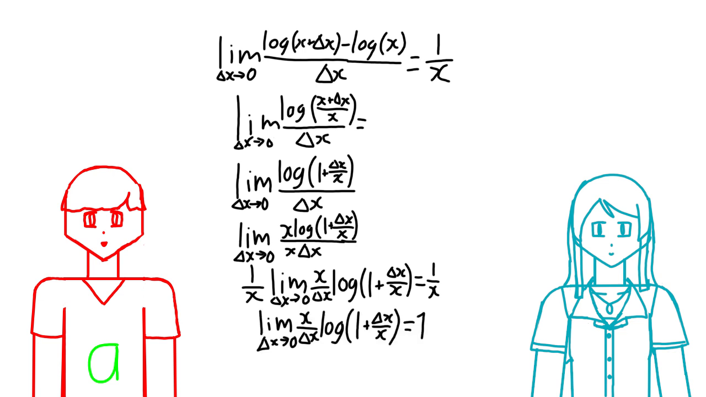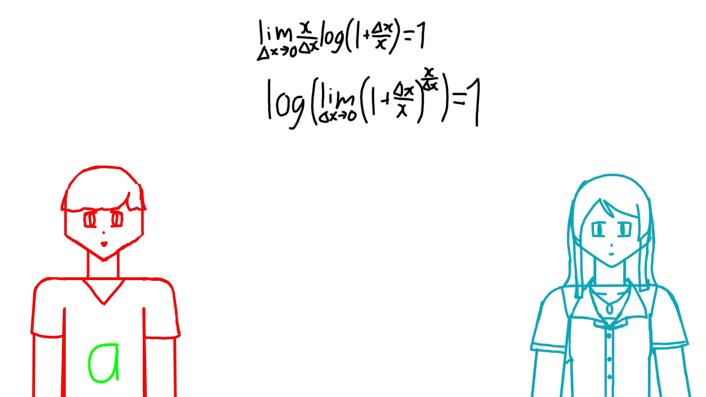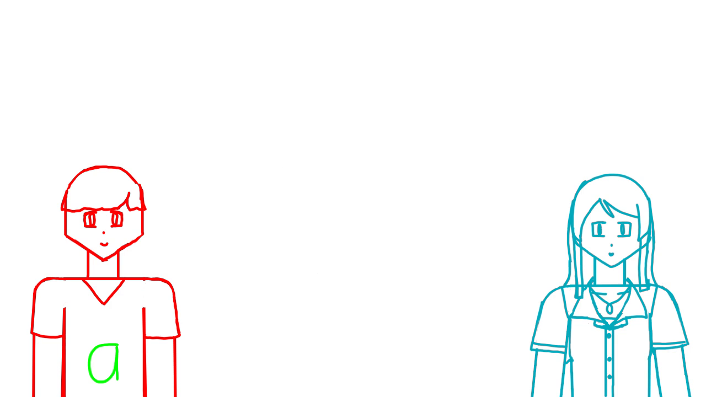Now, we can see that this part needs to be equal to 1. Let's put the limit inside the logarithm and use the third property of logs. As delta x goes to 0, x over delta x goes to infinity, so we can replace it with n. Looks familiar? This is the definition of e, and for the logarithm of e to be 1, the base of the logarithm must be e. QED. Wow, we got this one really fast, huh?